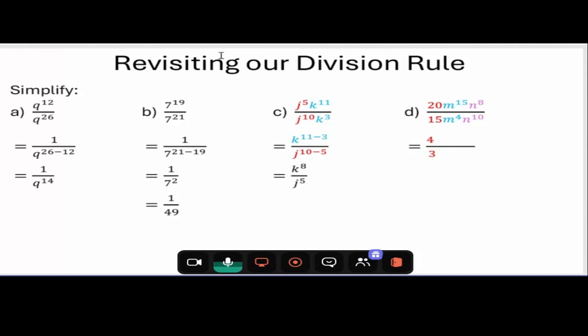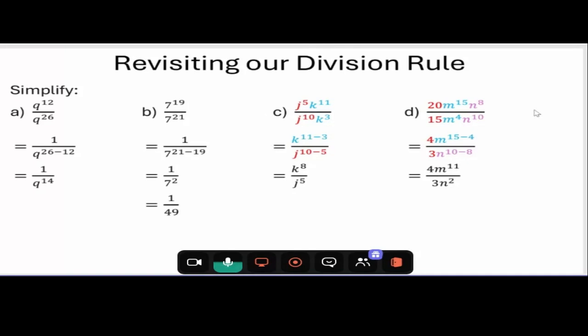Now for the power part. We have 15 m's multiplied on the top and 4 on the bottom. That is going to leave behind 11 on the top, or 15 minus 4. We have more n's on the bottom than the top, so that's going to leave behind some on the bottom. 15 minus 4 is 11. 10 minus 8 is 2.